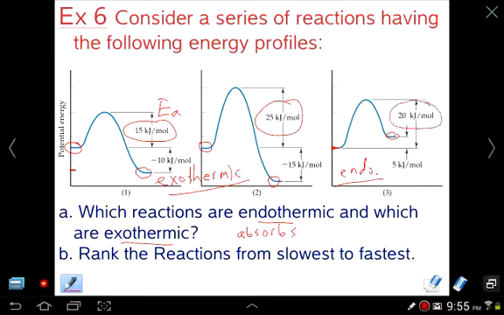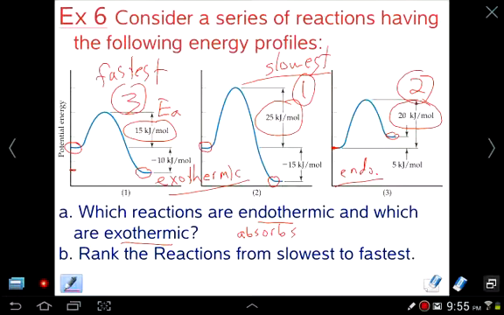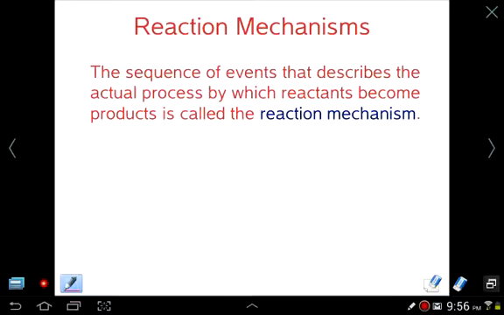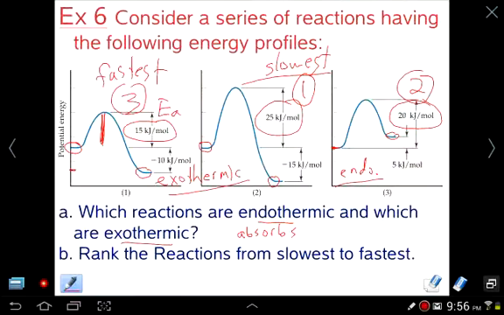This is 20. And so from slowest to fastest, the slowest one would be this, then this one here, and the fastest one will be this one. And again, the idea here is that the one that took the least energy to scale will have more molecules being able to scale that barrier, increasing the rate. And then this should conclude our lesson 3 of chapter 14.